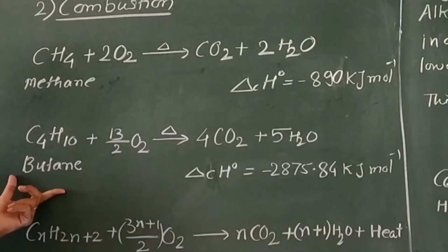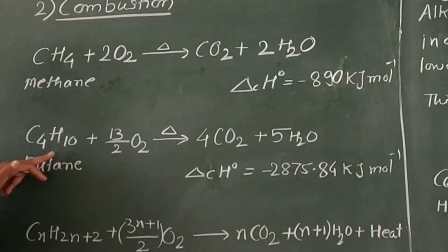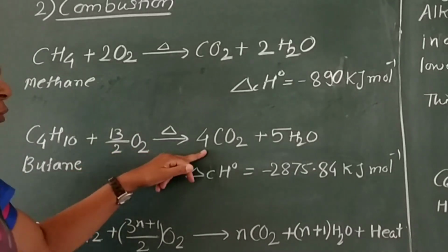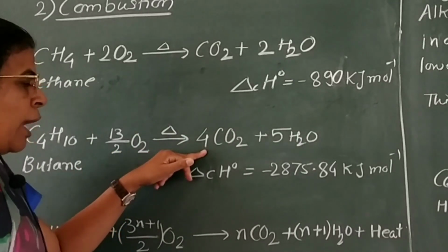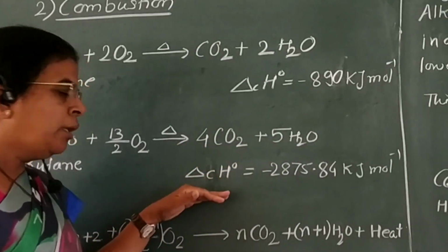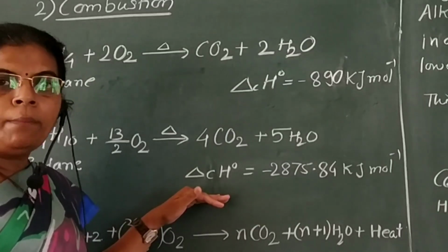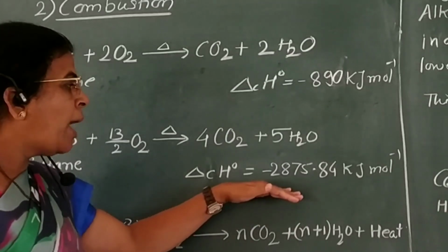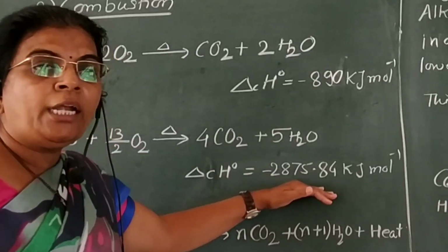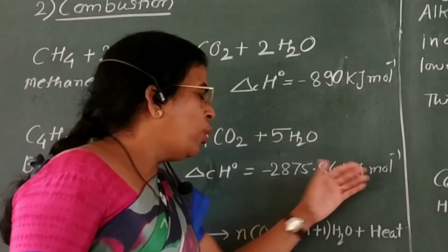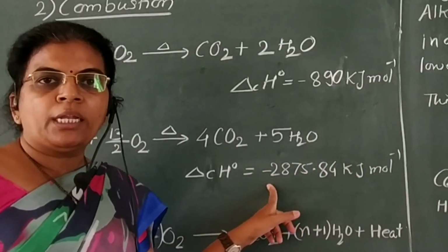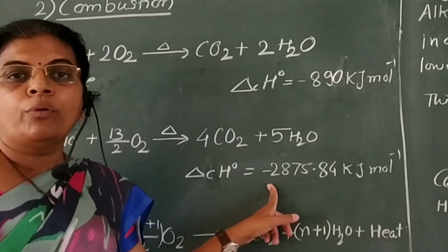Now in case of second example, if butane, that is C4H10, is heated with oxygen molecule, then here formation of 4 molecules of carbon dioxide and 5 molecules of water. Now here the heat of combustion of this reaction is minus 2875.84 kilojoule per mole. Now this negative sign indicates this is an exothermic reaction and large amount of heat is given out.